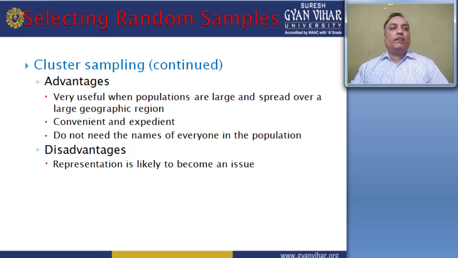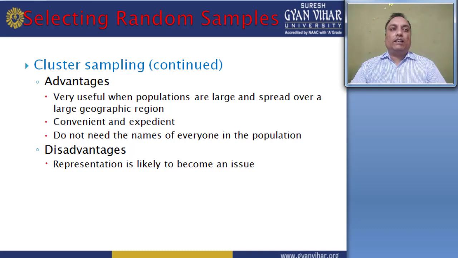these are some advantages and disadvantages of cluster sampling. For the advantages, it is very useful when the population is large and spread over a large geographic region, and it is convenient and expedient, and it does not need the names of everyone in the population.